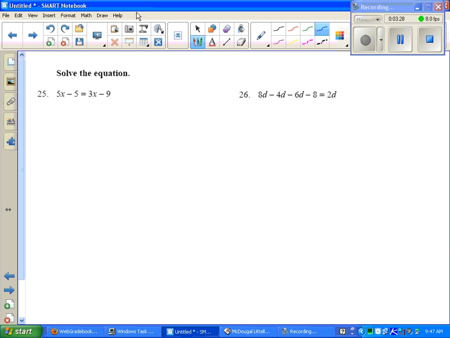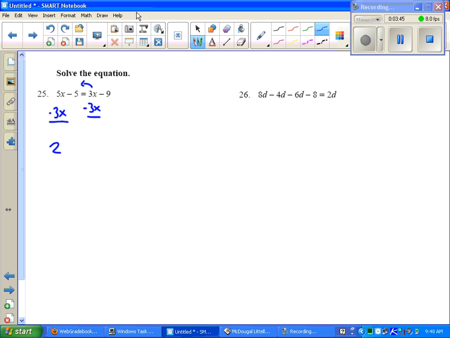Number 25 says solve the equation 5x minus 3 equals 3x minus 9. Put your x's all on the same side. Move 3x over to that side because it's smaller. Positive 3x, you undo that by subtracting 3x. If you subtract on the right, subtract 3x on the left.